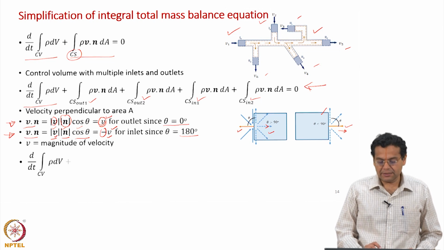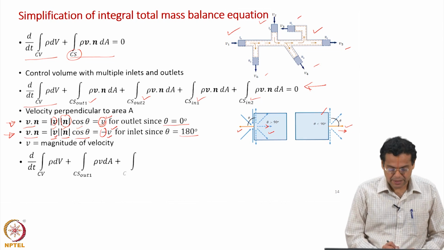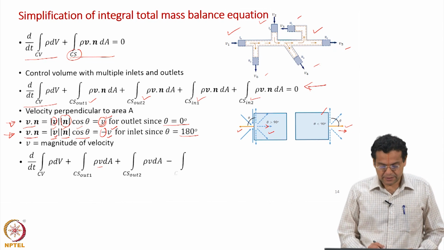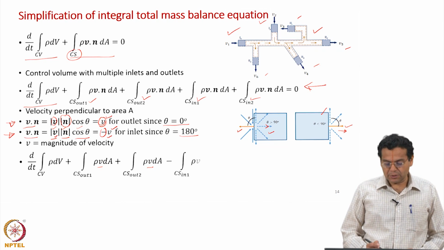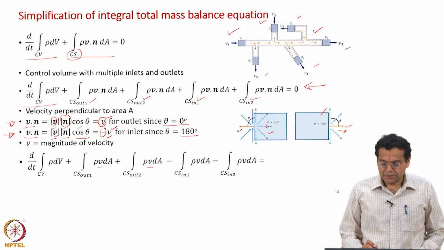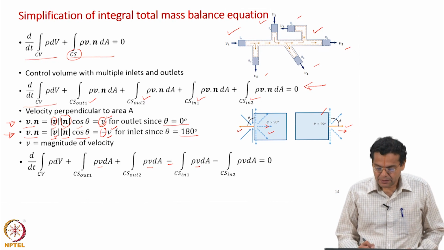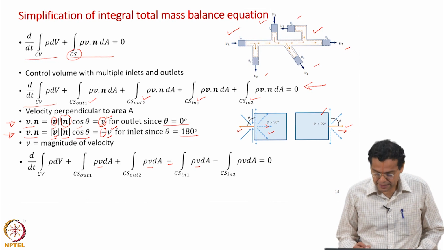First term is as such. For the second term, instead of V dot n, I write V here. Third term, which is for the second outlet, once again I write V dot n as V. And for the first inlet, I write V dot n as minus V. Similarly, for the second inlet, I write V dot n as minus V.